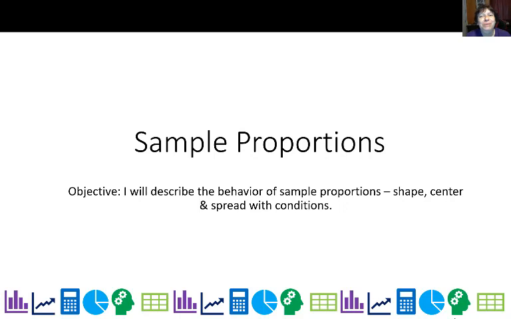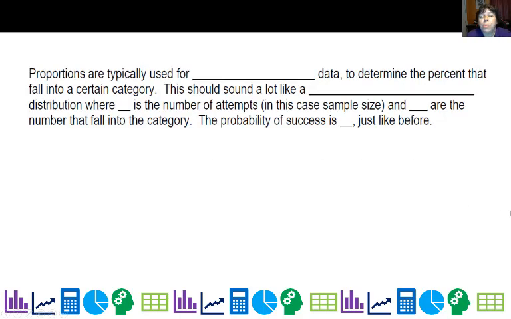Anyways, so speaking of proportions, we will be looking at the behavior of sample proportions today. So we'll want to describe the shape, center, and spread, and actually we're also going to calculate some probability. Proportions are typically used for categorical data to determine the percent that fall into a certain category.